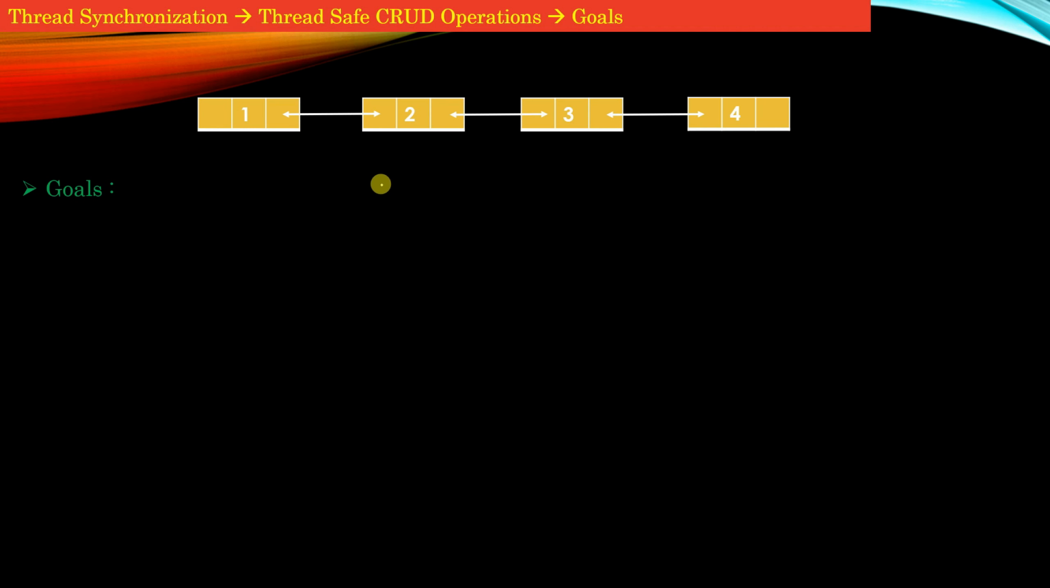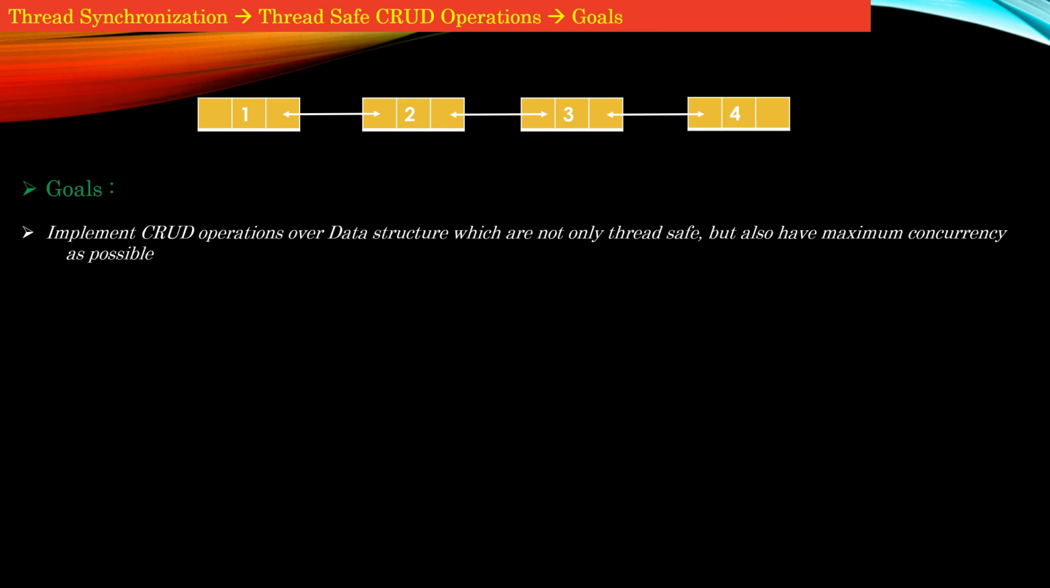So guys, now let us discuss what are our aims or goals that we are looking to achieve in this section of the course. We are basically looking to implement CRUD operations, which when performed by multiple threads in the system concurrently, the integrity and consistency of our data structure is guaranteed. So we are looking to implement CRUD operations over data structures, and those CRUD operations are not only thread safe, but also at the same time ensure maximum concurrency as possible.